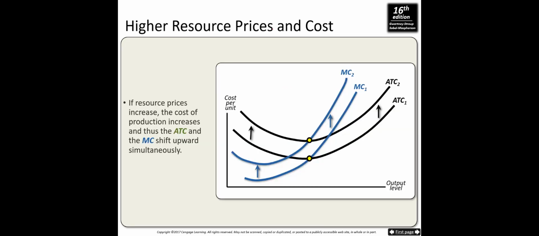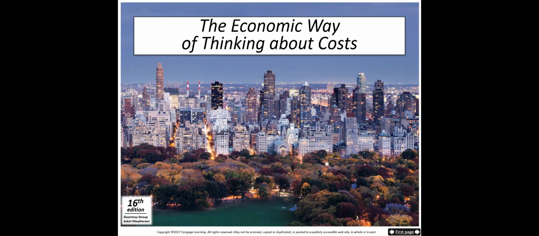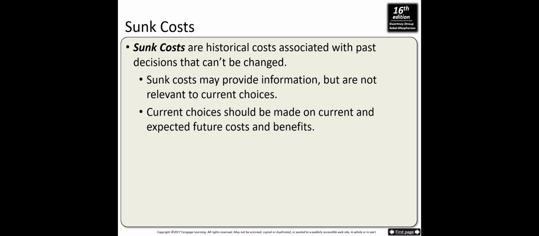So higher resource prices mean higher costs. If resource prices increase, the cost of production increases, and thus the ATC and MC shift upward. And the last part, the economic way of thinking about costs. Sunk costs are historical costs associated with past decisions that can't be changed. Sunk costs may provide information but are not relevant to current choices. Current choices should be made on current and expected future cost and benefit.